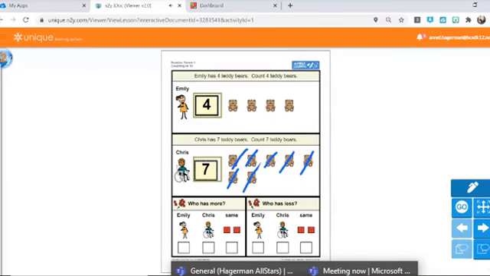Who has more teddy bears? Emily or Chris? Chris. Good job. He has a bigger number. Who has less teddy bears? Emily or Chris, or do they have the same? Emily. Good job, guys.